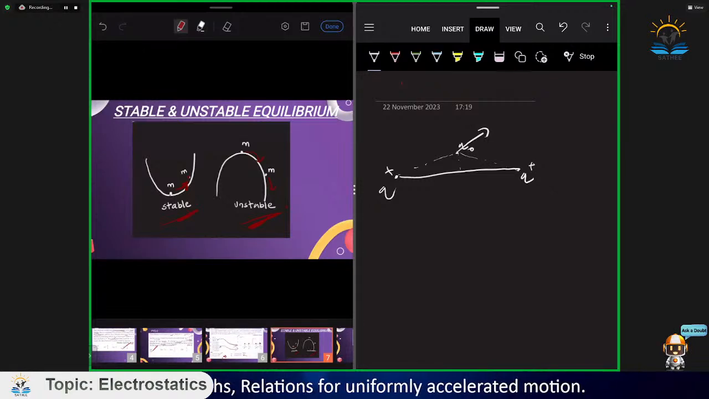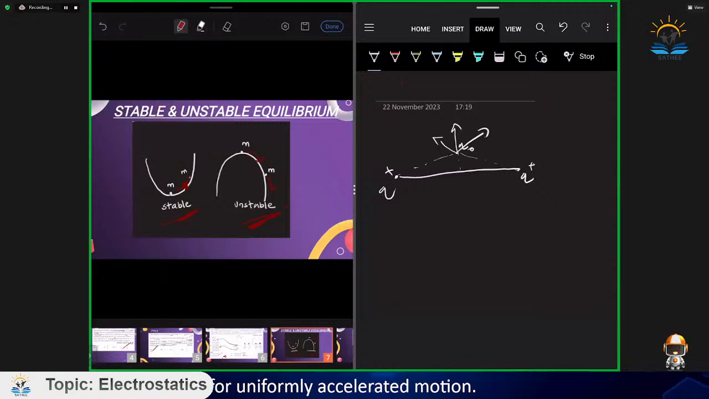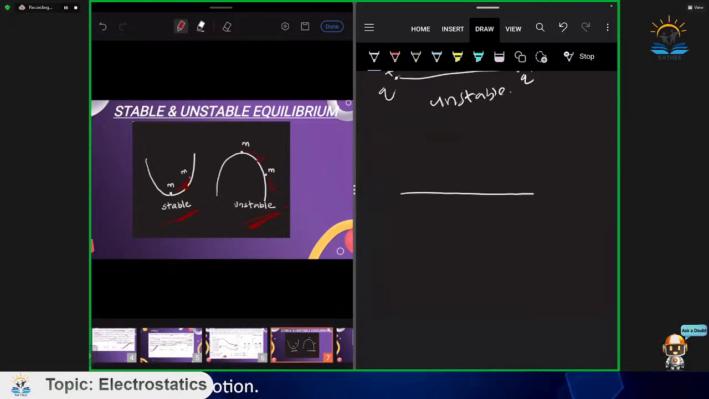And because of this, QF is in this direction. So the net force is along this direction. Q0 tries to run away from its position. So actually this is unstable equilibrium. This is unstable equilibrium.